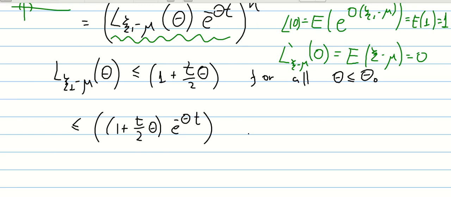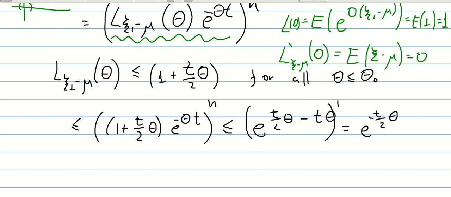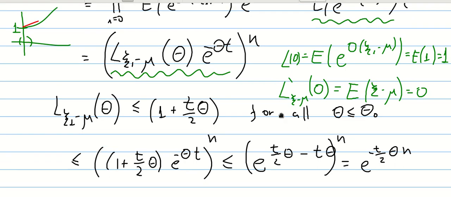And this 1 plus something is bounded also by e to that thing. Forgot the n. So e to the n times t over 2 theta minus t theta, which is just e to the minus n times t over 2 theta. And I'm always forgetting the n here, which comes here. So this was a lazy approach.